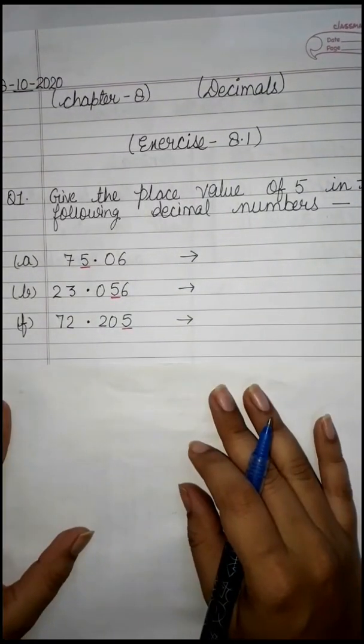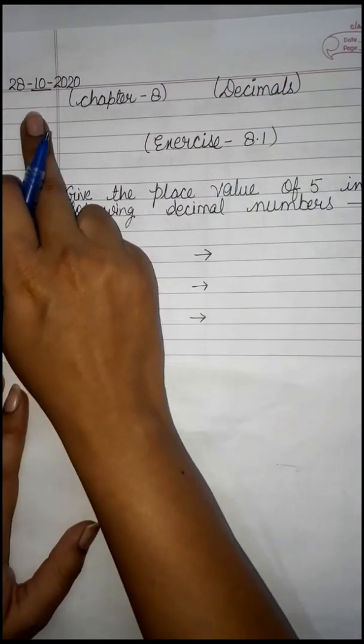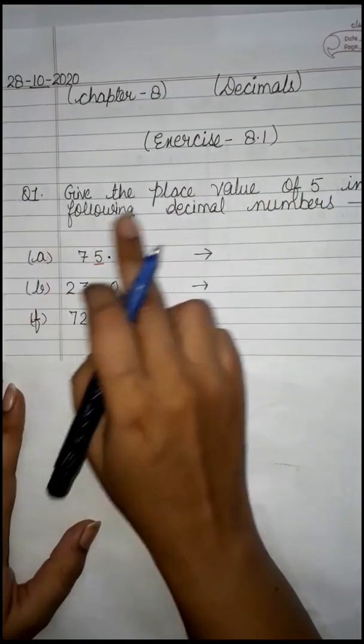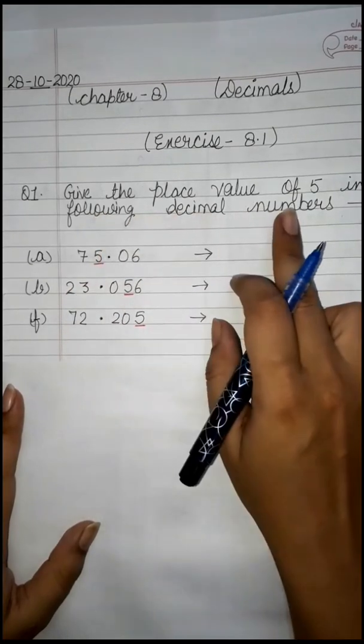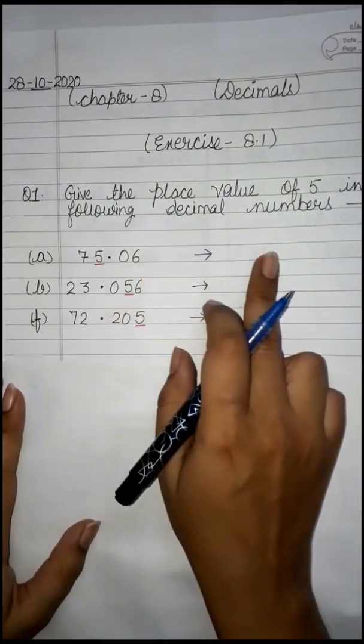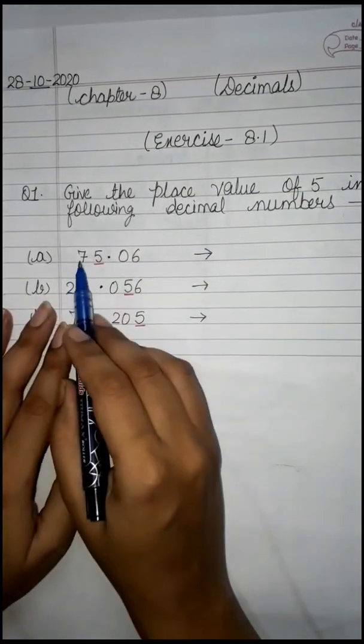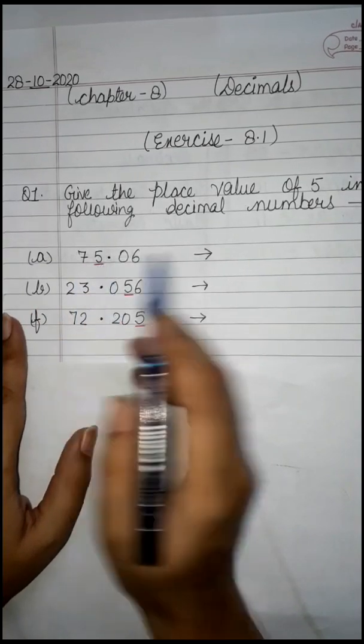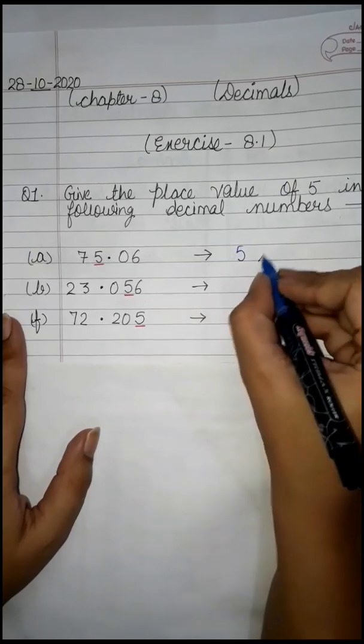So children, see the register work. Properly mention the date, chapter name and chapter number. And question number 1, write the heading also. Give the place value of 5 in the following decimal numbers. See A part. This is the 5, it's coming in whole number. So the place value of this 5 will be 5 ones.